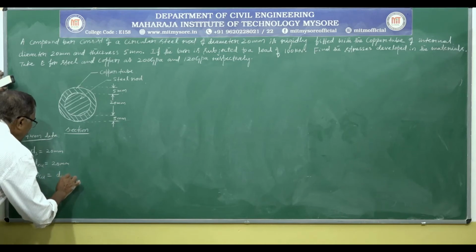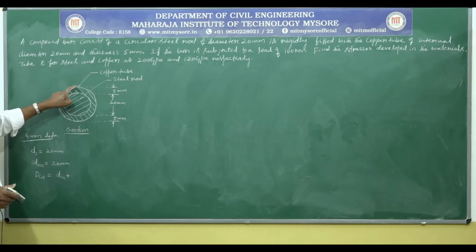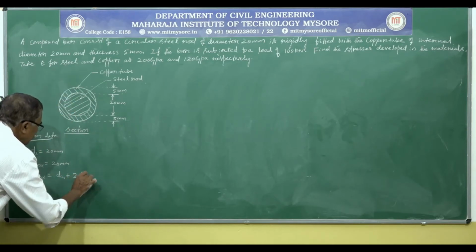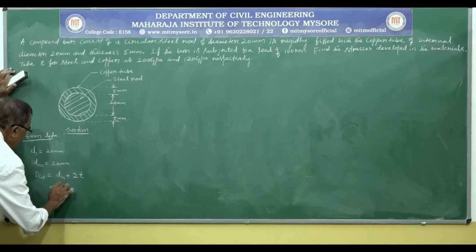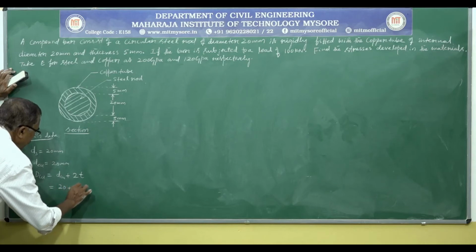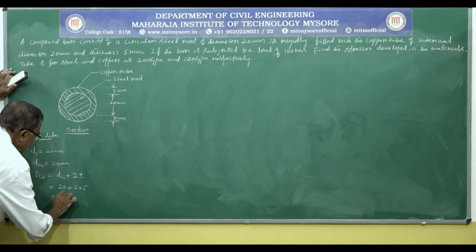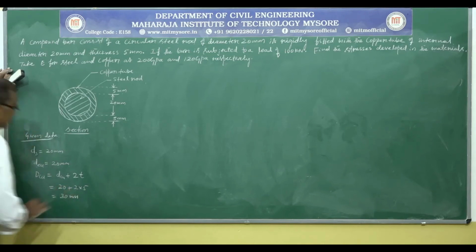External diameter of the copper tube is equal to internal diameter plus this thickness and this thickness, means plus 2 times of thickness, that is equal to 20 plus 2 times of 5, that is equal to 20 plus 10, 30 millimeter.